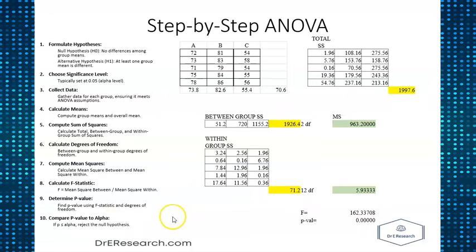Now I'm going to go through the basic steps of the ANOVA. This slide has a lot of stuff on it, but we'll spend a little bit of time on it. You might want to take a picture of it if it's something that's helpful to you. The first thing you're going to do is your null hypothesis is always no difference among group means. Okay? And your alternative is at least one group mean is different.